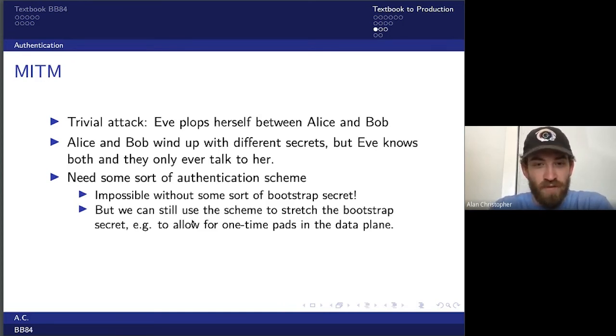So we need some sort of authentication scheme, and we're going to need some sort of bootstrap secret that we can work with, which sounds really, really bad. But the good news is that we can still use this scheme practically as a mechanism for stretching our bootstrap secrets, for instance, to allow one-time pads to be used in the data plane.